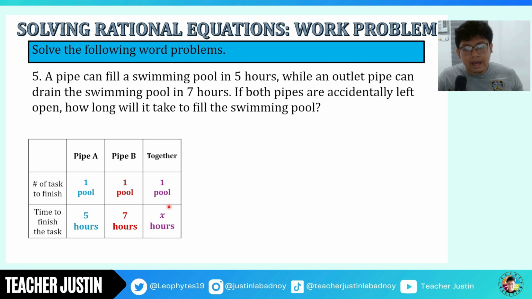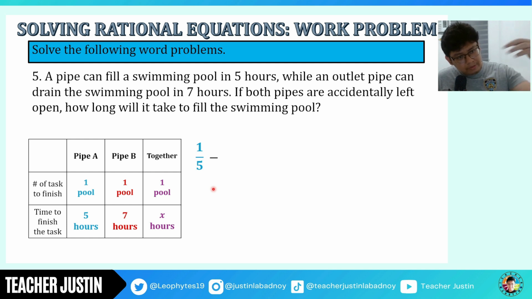So, let's see how are we going to express our word problem in an equation. So, first, gawa tayo ng ratio of pipe A, pipe B, and if they work together by getting the ratio of the number of tasks to finish and the time to finish the task. So, si pipe A, meron siyang ratio of 1 over 5. Tapos, since they're not working together in completing that same task, okay, we will now have a different operation, subtraction.